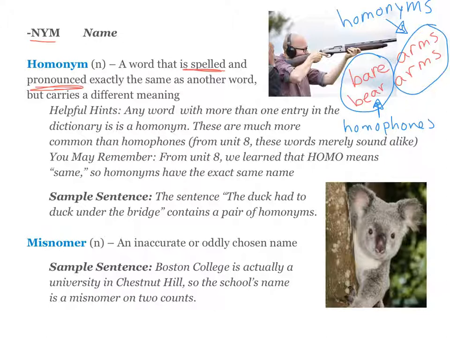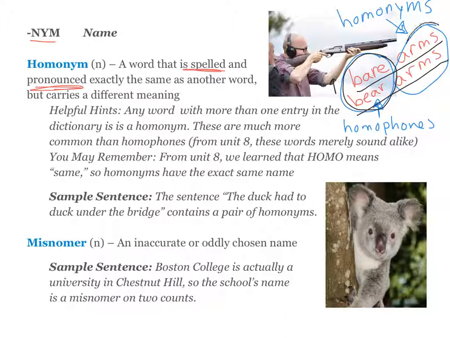So there are two statements here. This man has bare arms, meaning that he's wearing short sleeves, right? So those are his bare arms. He is also bearing arms, which means to carry a gun, right? So we have two uses of bear here, and those are homophones. Bear and bear, they sound the same, but they're spelled differently.